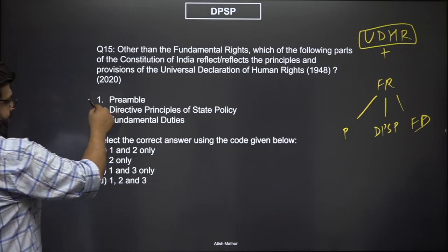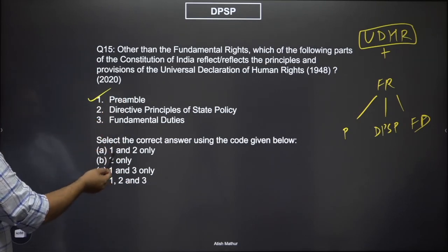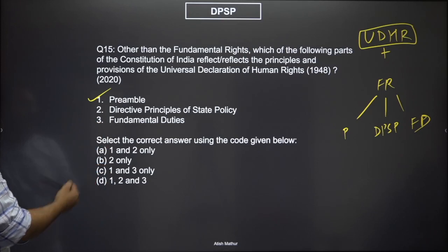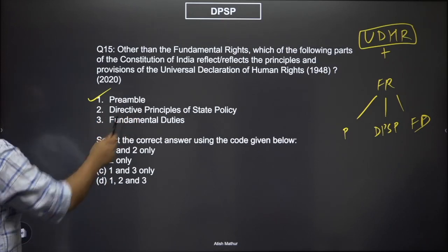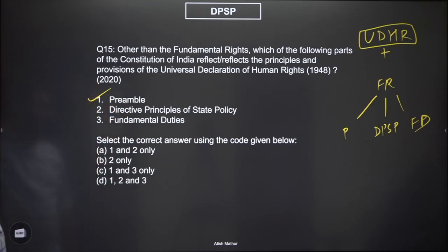So definitely the preamble is there, right? Definitely the preamble is there, because you see, preamble was mentioned in all the 4 options except B. So we tried to eliminate the preamble. Preamble cannot be eliminated. It is definitely one of the options.